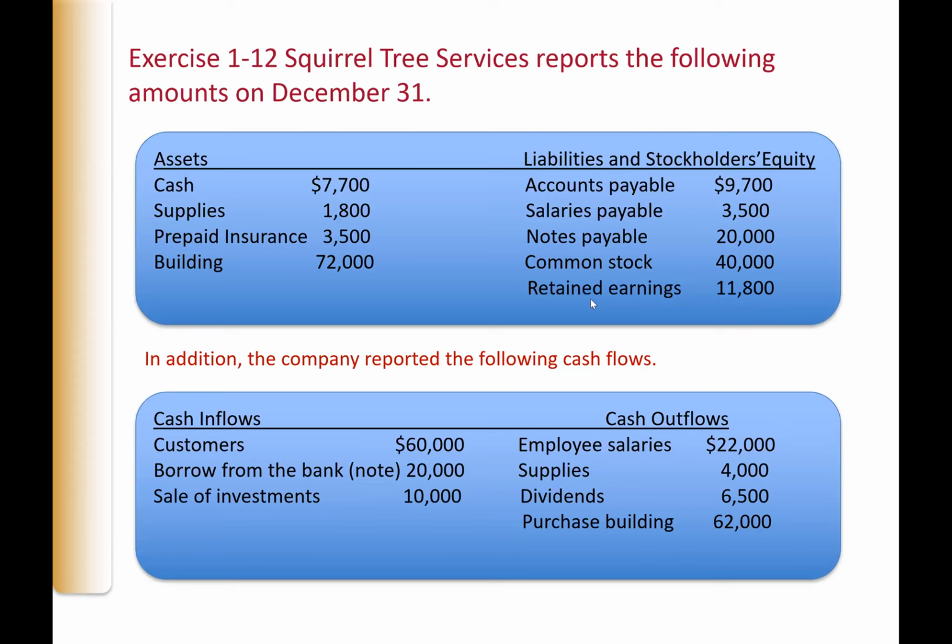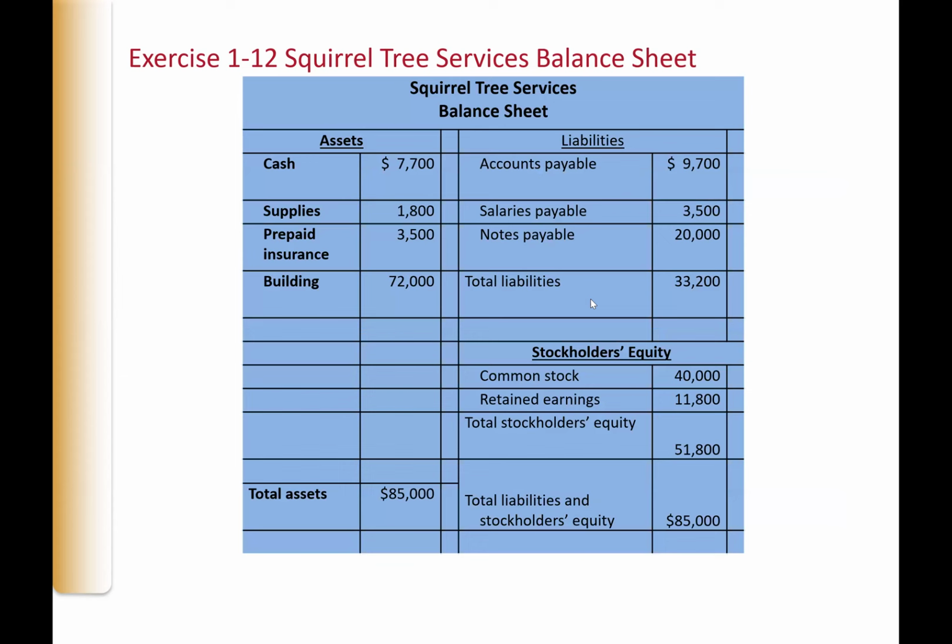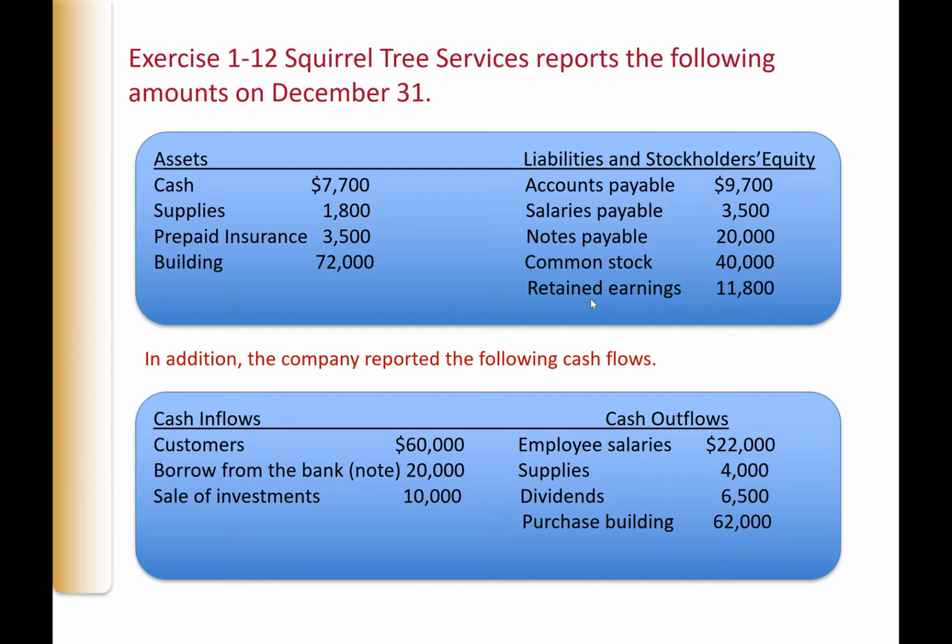Now, in this example, we've got information regarding the balance sheet. We have information regarding the statement of cash flows. And we can create a balance sheet. So as you see here, our assets, cash is $7,700. All these are resources. Supplies we haven't used up yet, $1,800.